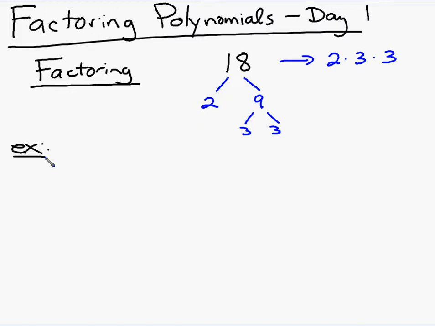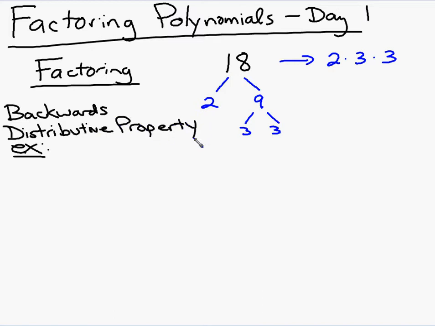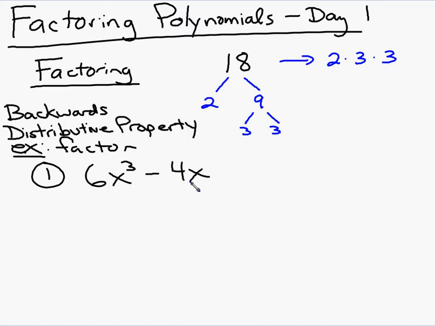First, I want you to give a subheading here of backwards distributive property. That's the first type of factoring we're going to do. You'll be asked to factor something like 6x cubed minus 4x. A lot of people get confused about when to do what: when do I do backwards distributive property, and when do I do backwards FOIL, or the product-sum way, which we'll talk about tomorrow or Wednesday.